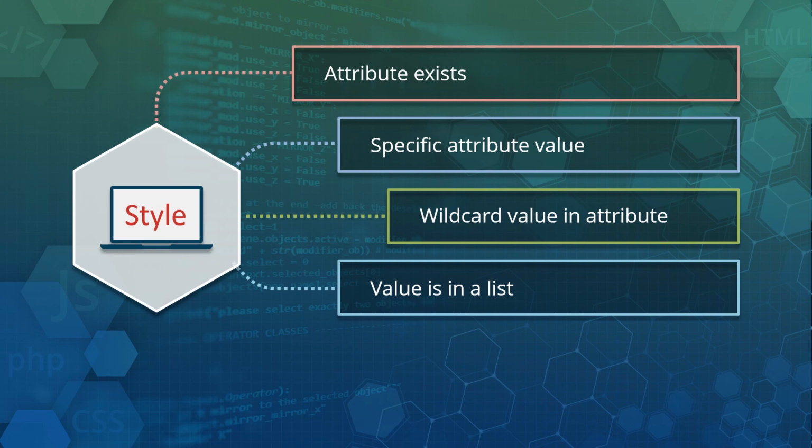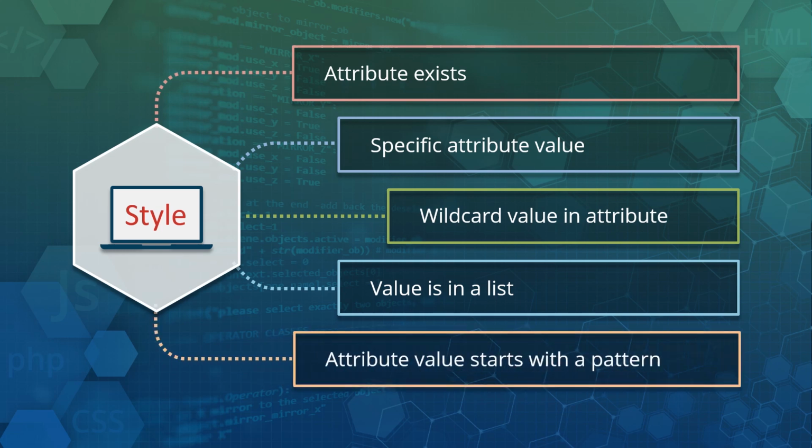We can also search for a particular pattern that starts the value part of the attribute. So, for example, if it starts with the letters VAL, then we know that we want to select those particular elements. And there are a couple more like these, but these are the more important ones.